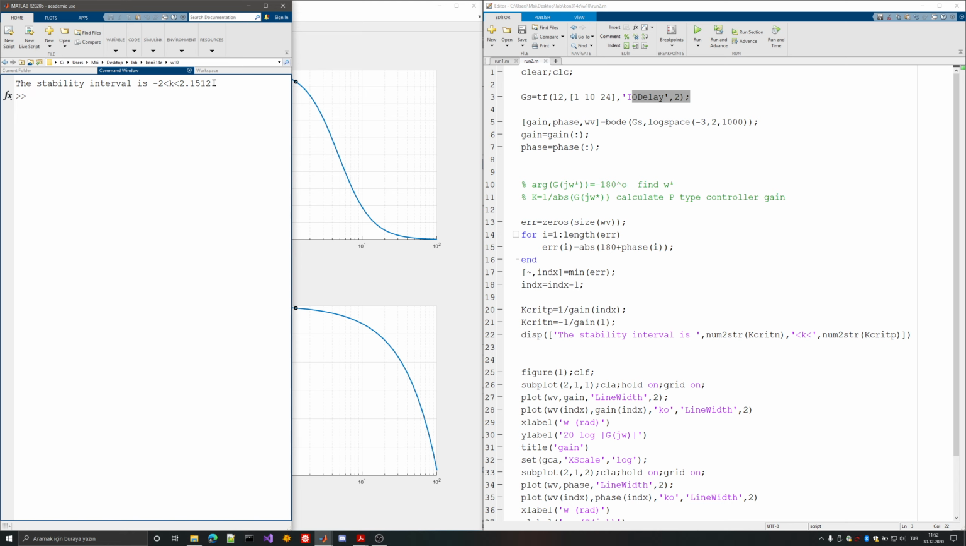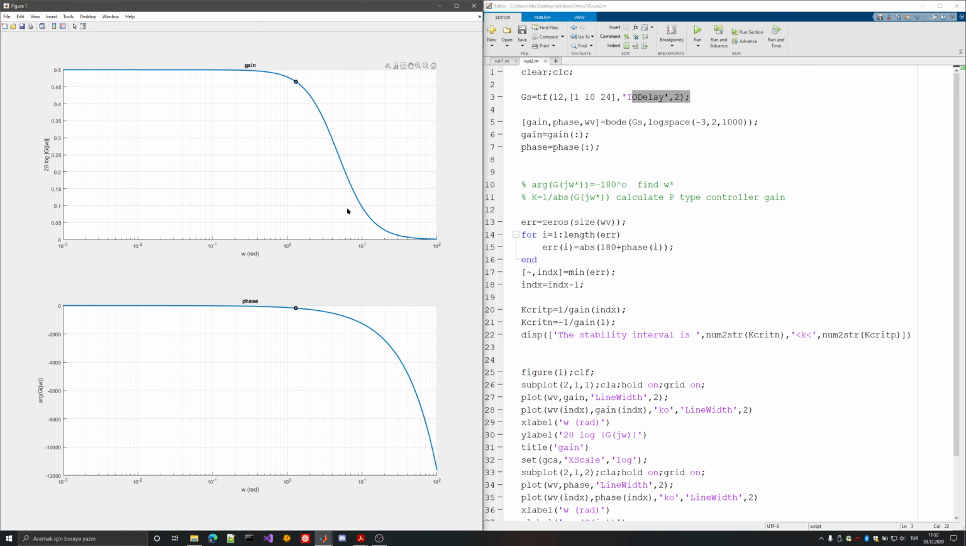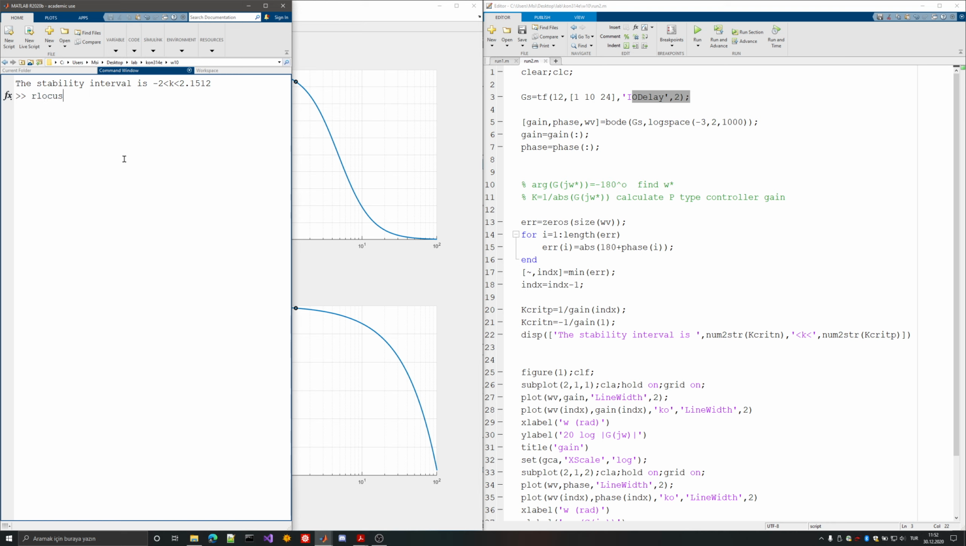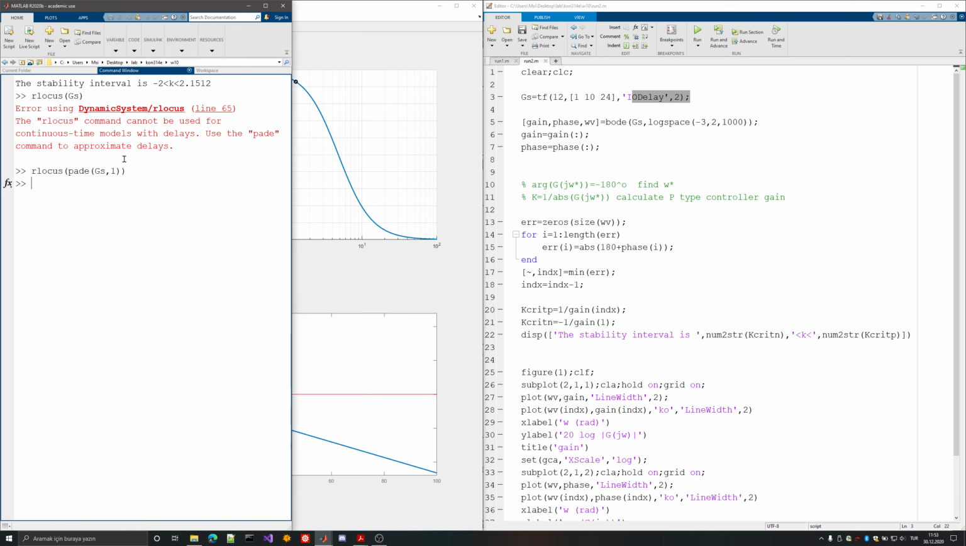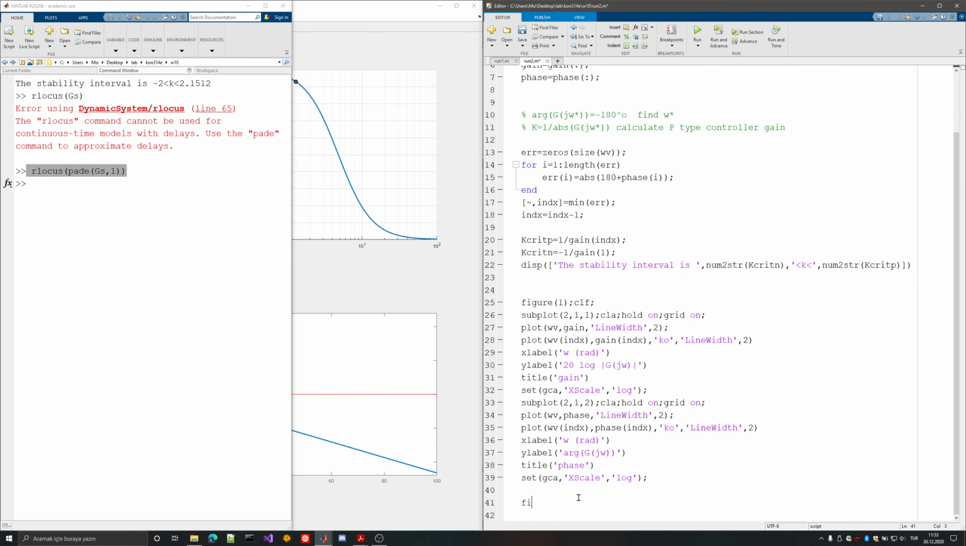Now we can see that -2 and 2.15 gives me the interval, and keep in mind that root locus is not available here. So I cannot find this interval using directly root locus, if you remember. Because we have an infinite amount of poles and zeros, because of the e to the power of -2s. So what I can do is I can just use the Padé approximation, and this will give me an idea about the stability point, which is also the case for the Bode plot. Of course, I should use this, and I should plot this in figure 2.